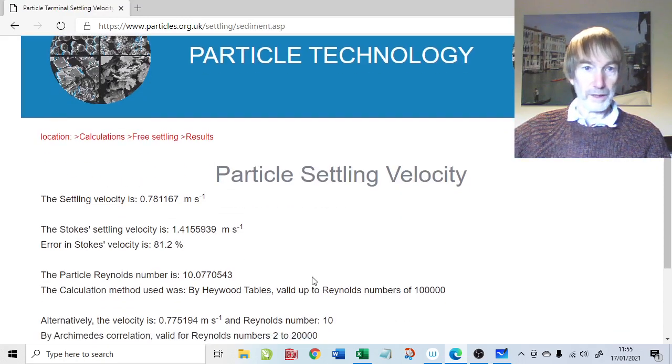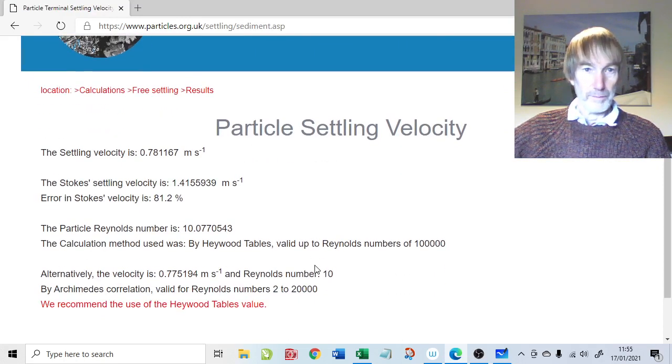settling velocity will be according to the Hayward tables as well as Stokes, because the settling velocity here is near enough 0.781, which is slightly less than what we said in the question. This is more accurate than using the tables. The difference there is so small. It's 2 in 780, so it's well less than 1%. So the settling velocity is 0.781 or 0.783 meters per second.